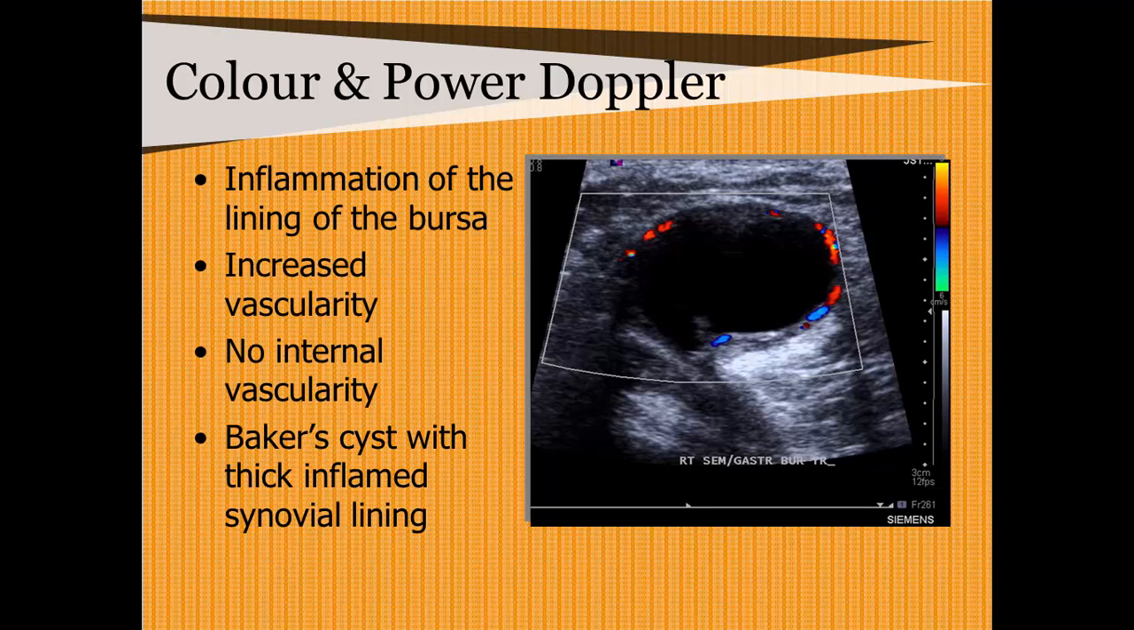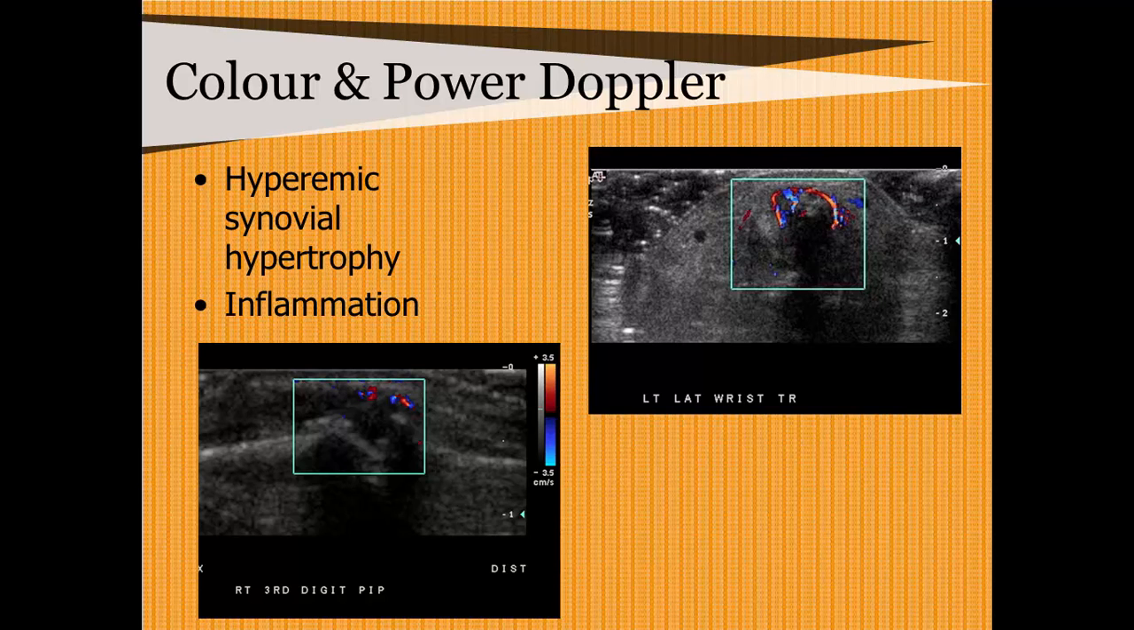This is an example of an inflammation of the lining of a bursa. You can see increased vascularity of the synovial lining. This is a Baker's cyst, so it's thick and inflamed on the outside, and inside there's no vascularity, it's fluid, so it's a Baker's cyst. We're confident saying that. So it's not a mass. Plus it was semi-compressible.